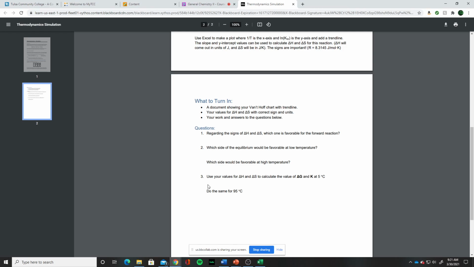Let's see here, hold on. We do have one little thing here at the end. So use the values of delta H and delta S to calculate the value of delta G and K at 5 degrees C.